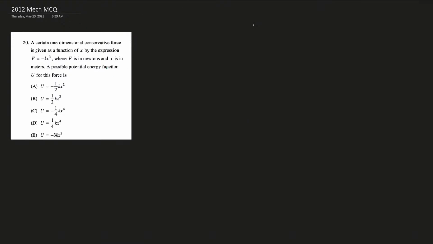All right, question 20 is saying a certain one-dimensional conservative force is given as a function of x by the expression F equals negative kx cubed, where F is in newtons and x is in meters. A possible potential energy function U for this force is, you know, the potential energy is equal to the integral of force times the distance we travel, but negative, so the change in this, right? Because of this, you can just plug it in, integral of kx cubed dx. Here it should have been a dx, doesn't really matter.